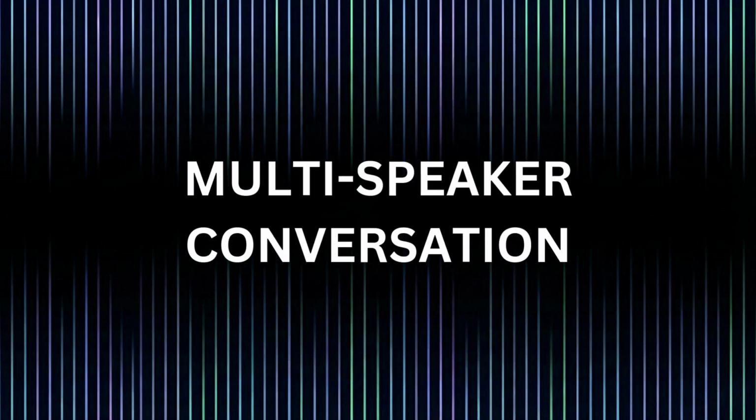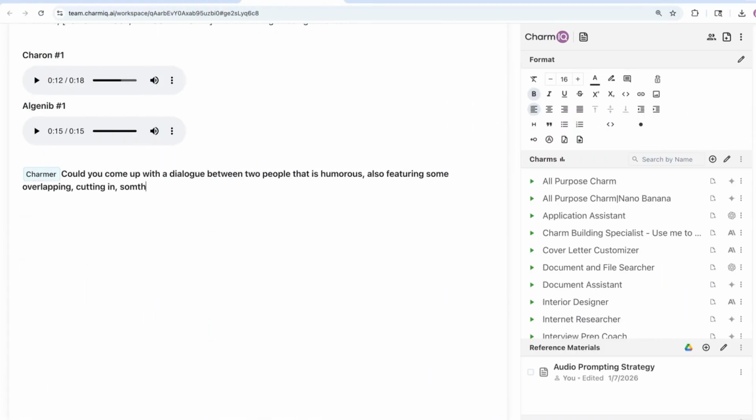Okay, now let's try multi-speaker. I will ask my AI to help me with the script. Again, something you can't do in Google AI Studio. Seamless workflow in one workspace. I asked it to come up with a dialogue between two people that's humorous. Well, let's toss in some overlapping, cutting in, and see if it can actually do it.